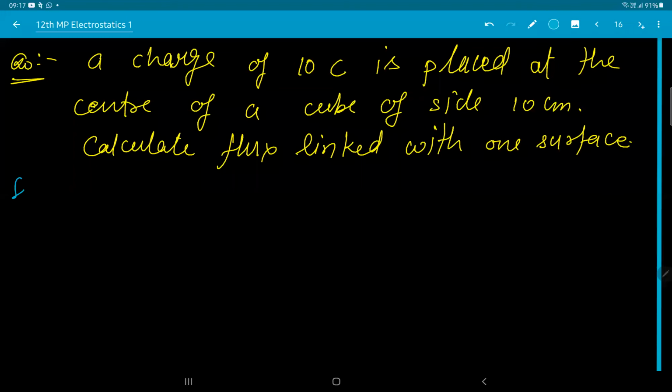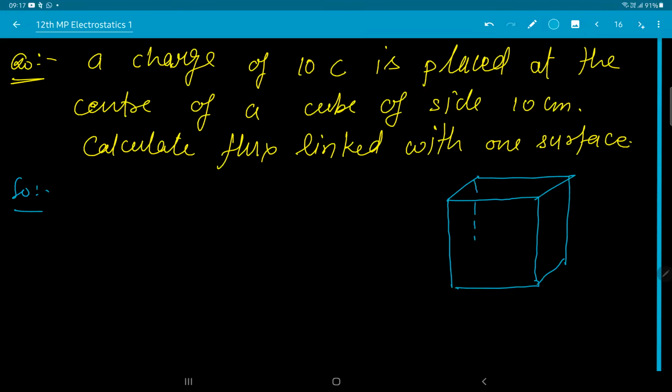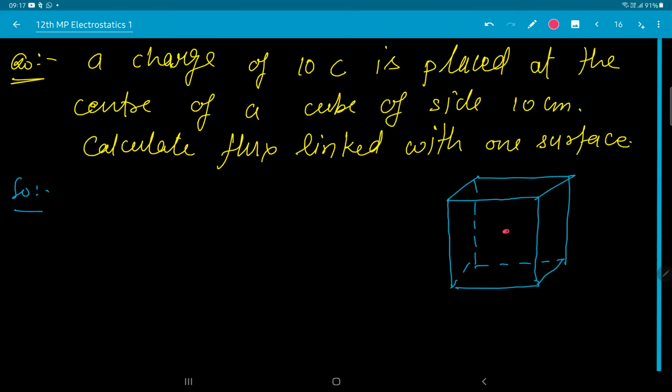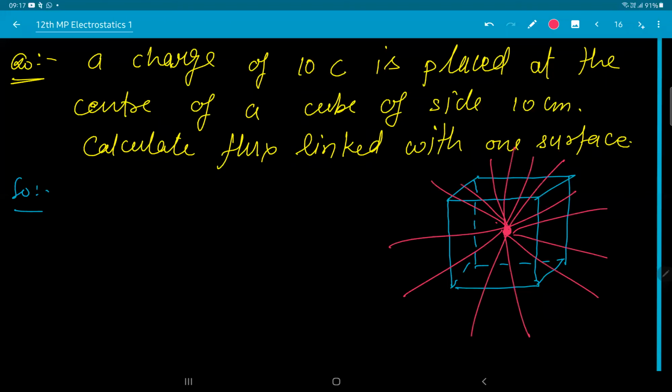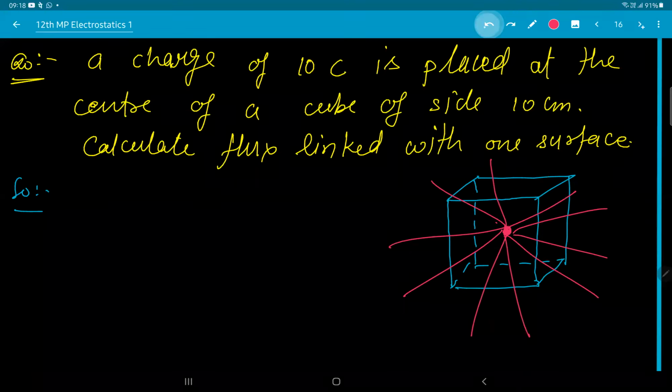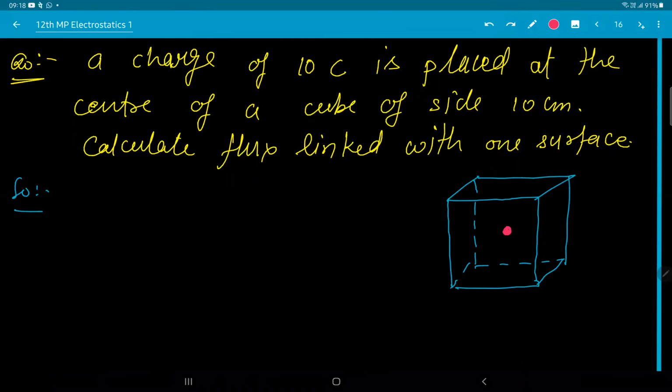Okay, see. So according to the question, we have a cube and a charge of 10 coulomb is placed at the center. Definitely the number of lines will pass through the surface of the cube, and you are asked to calculate the flux through one surface. So how to calculate this? Any idea?